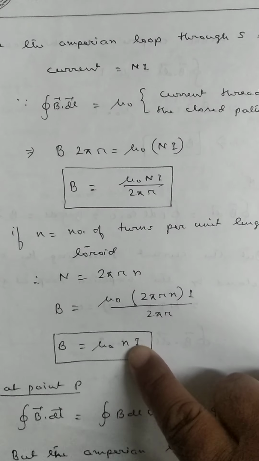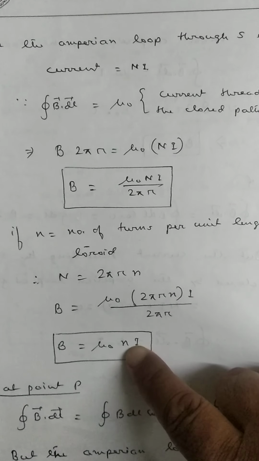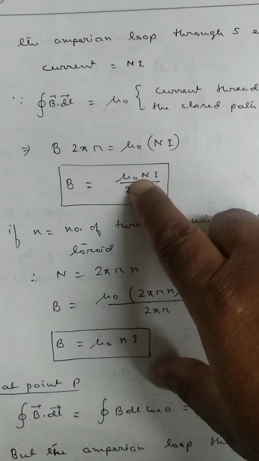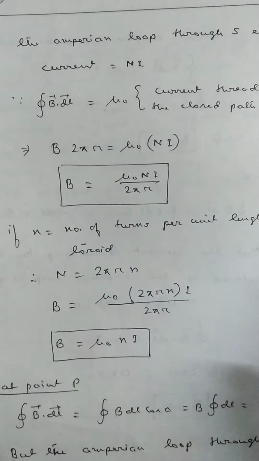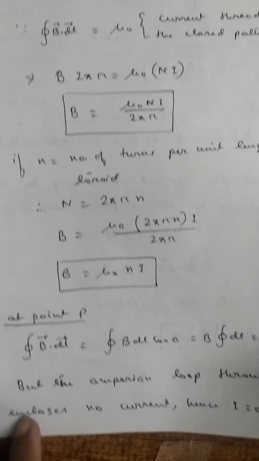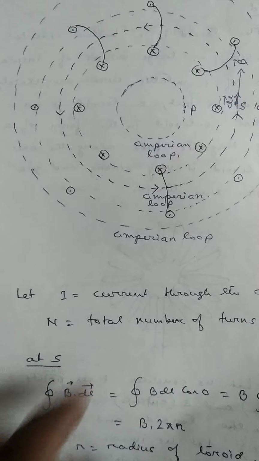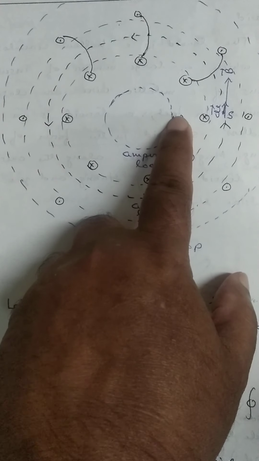Here we find the magnetic field in terms of the number of turns per unit length. Here we find the magnetic field in terms of the total number of turns of the toroid. So this is the difference between these two. Now we have to calculate the magnetic field at the point P.